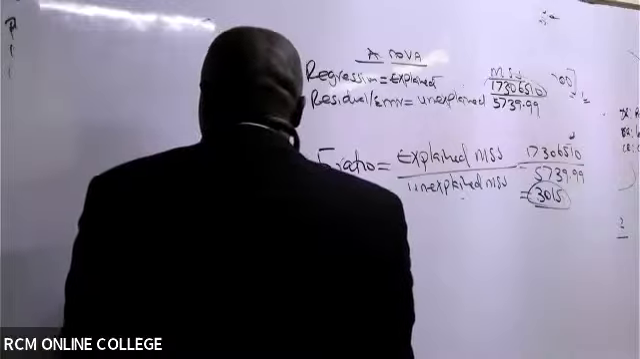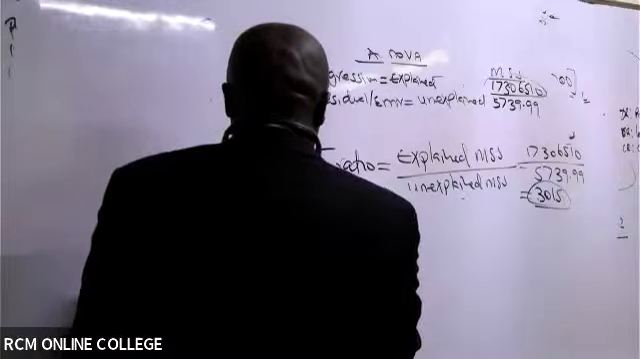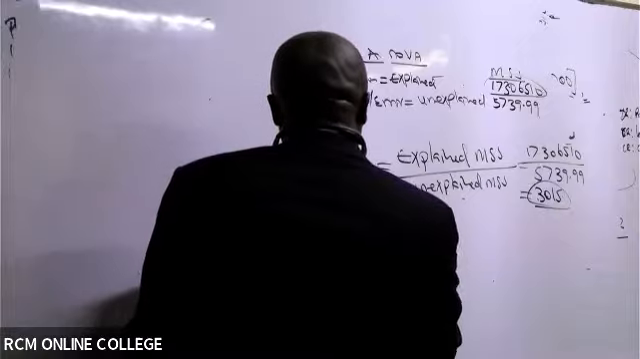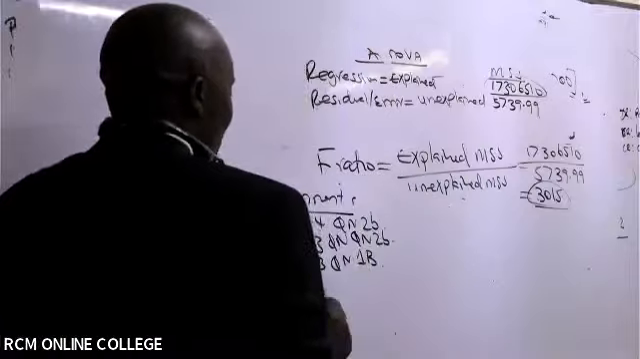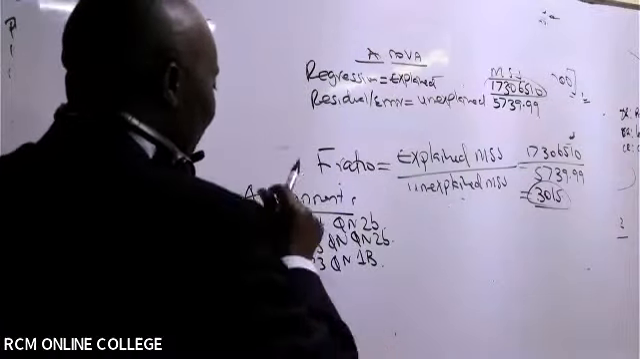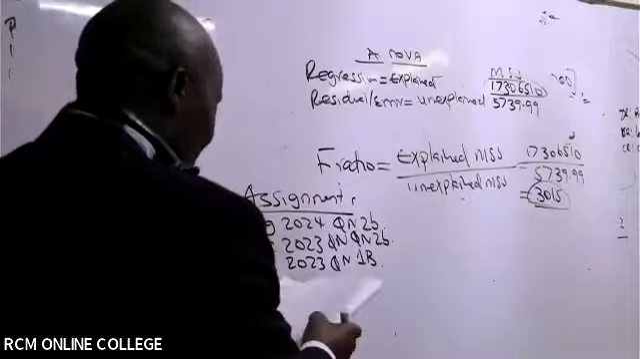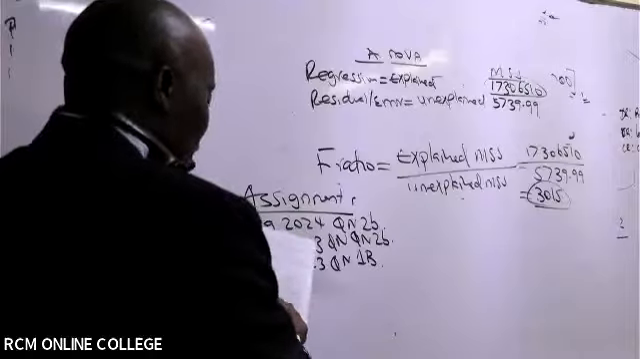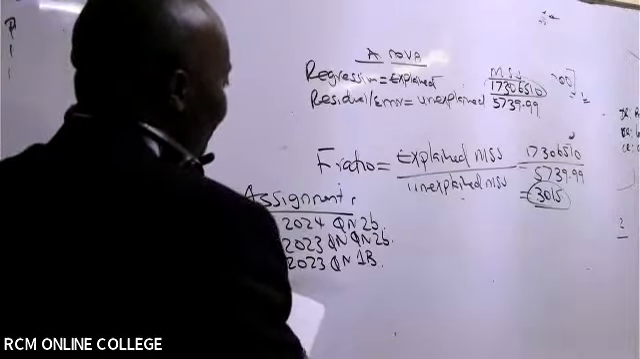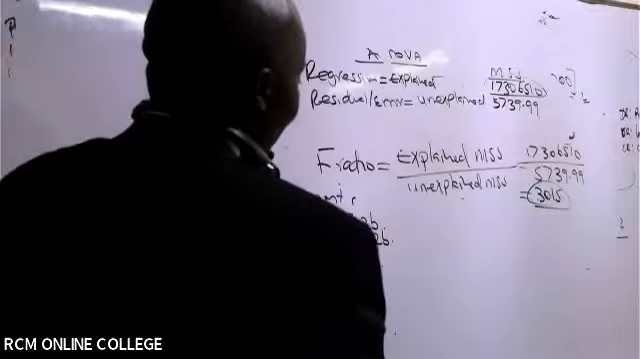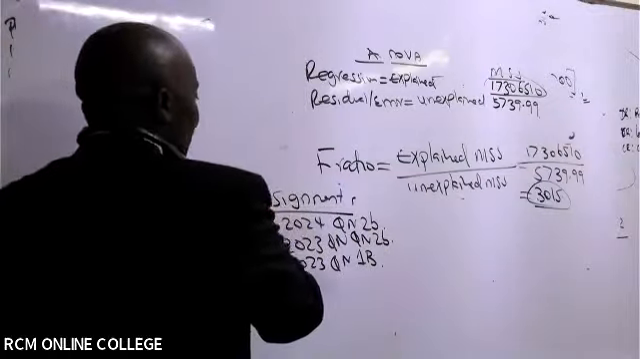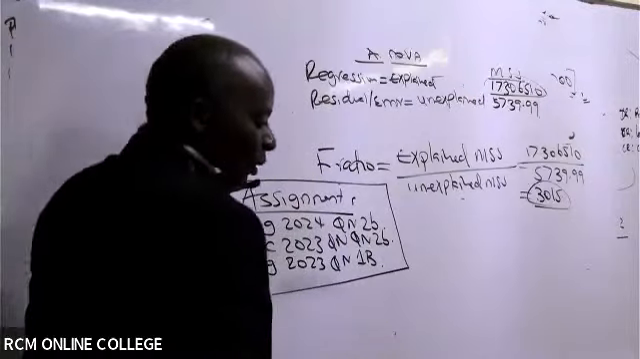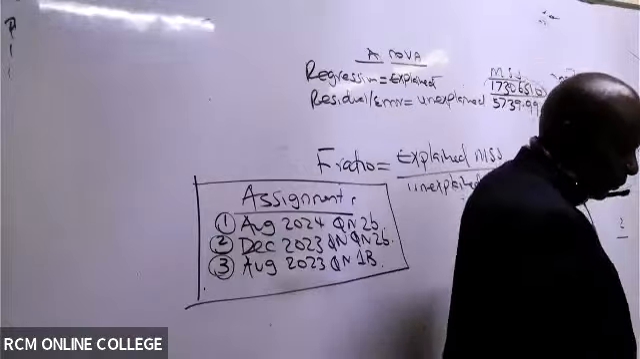August 2023, question number 1. So that's three assignments. In the August 2023 question number 1, they wanted us to compute the values which are missing, X and Y. Have you been able to write down these assignment questions somewhere?